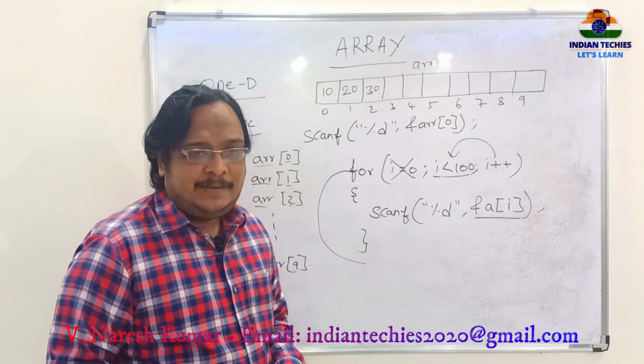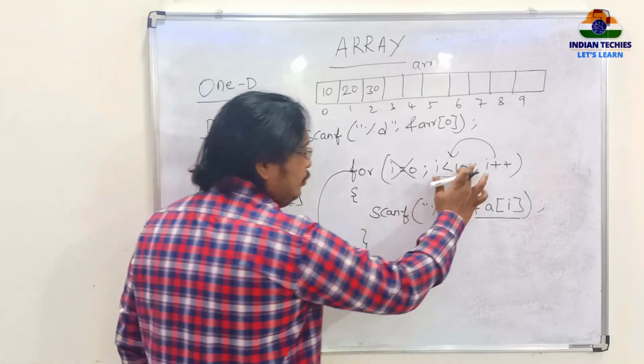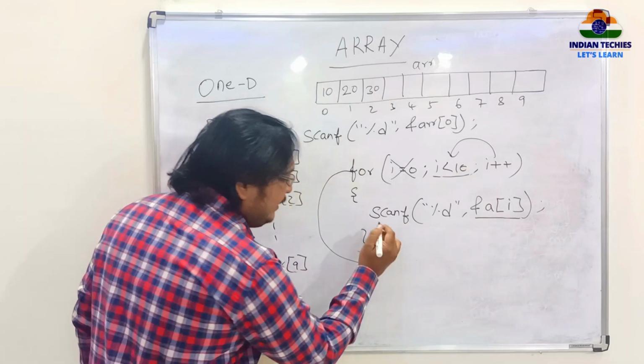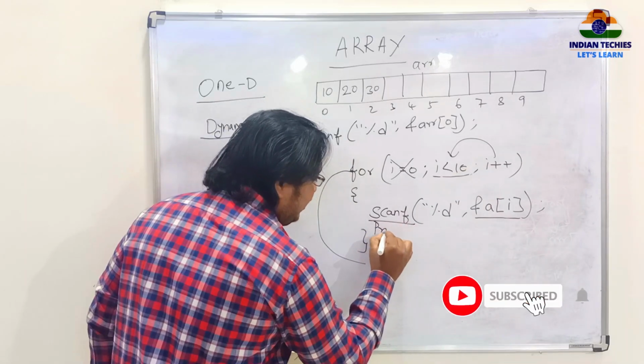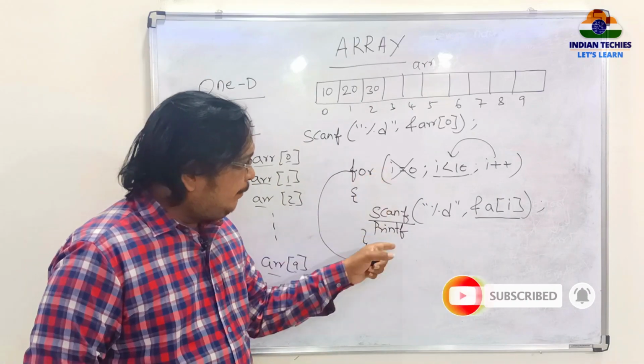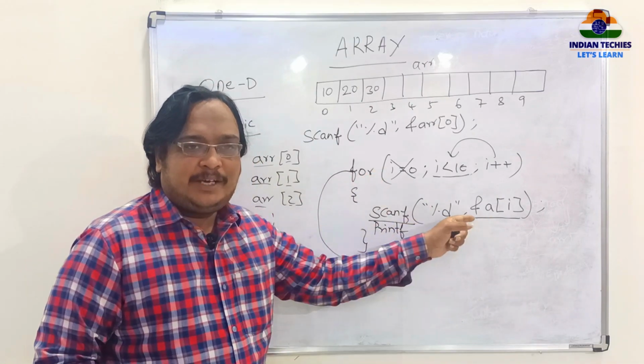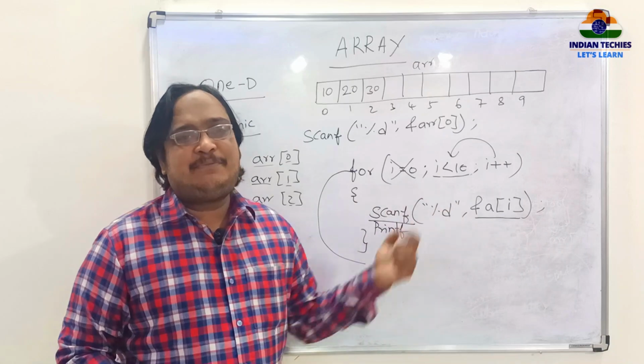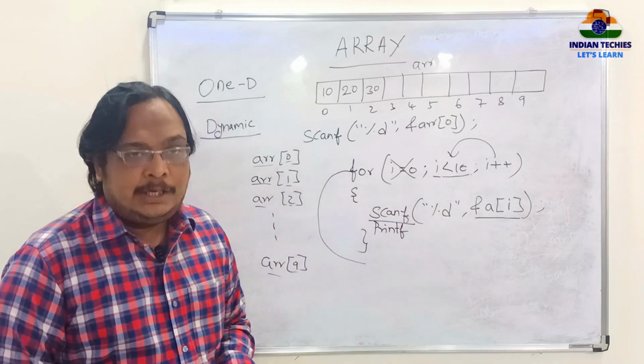In the same way, if you want to print all those 10 values also, instead of writing scanf, inside the for loop you will be writing a printf. When i equal to 0, it prints a of 0. Next a of 1. Next a of 2. Same like that a of 9, all the values will be printed.